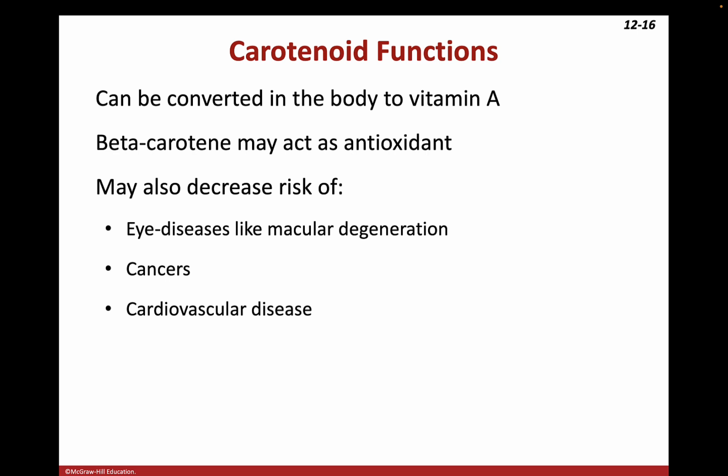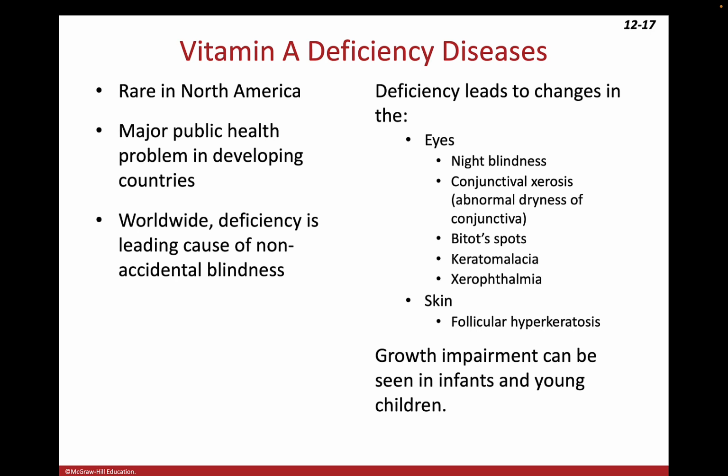Now, when we look at carotenoid functions, they can be converted once again in the body to form vitamin A. Beta-carotene may actually act as an antioxidant. It's also been known to decrease the risk of eye diseases such as macular degeneration, some cancers, and cardiovascular disease. Now, when we look at vitamin A deficiency diseases, deficiencies are relatively rare in North America, but they can be a major public health problem in developing countries. Worldwide, the deficiency of vitamin A is the leading cause of non-accidental blindness.